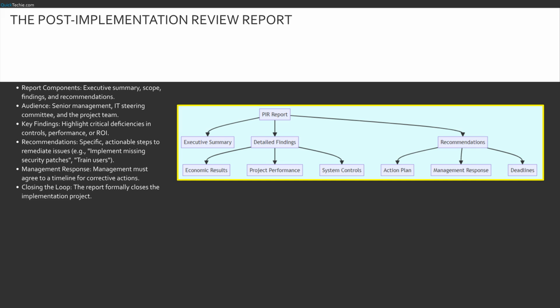This structure shows the architecture of a good PIR report. At the top is the report itself. It breaks down into the executive summary for the CEO, detailed findings for the IT director, and recommendations. Under findings, we categorize by economic, project, and controls issues matching our previous slides. Under recommendations, we insist on an action plan, a formal management response, and hard deadlines. This structure ensures the report is readable and actionable.